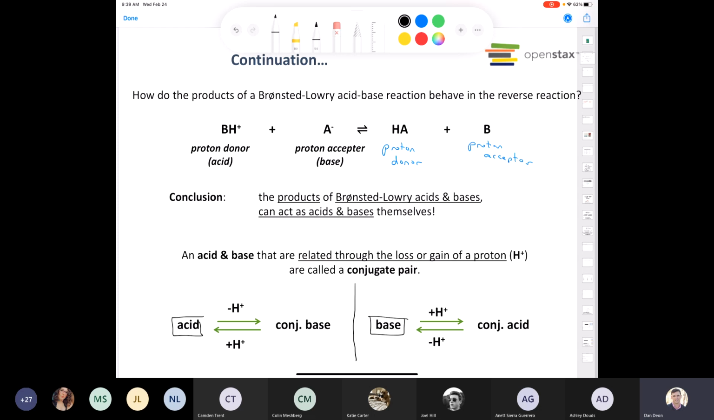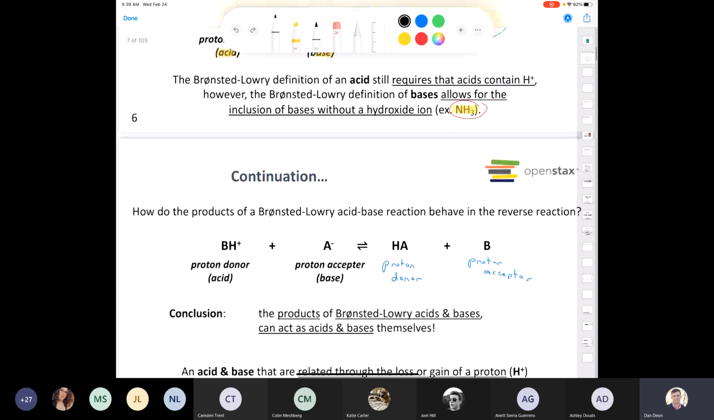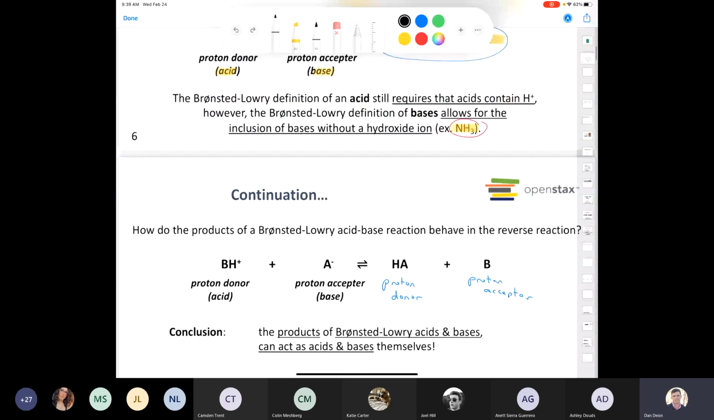So based off of this equation right here, I'm going to back up. Oops, sorry, my computer timed out. Just give me one second. Come on.